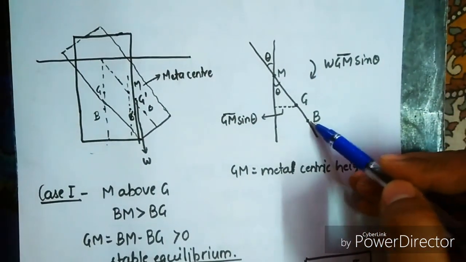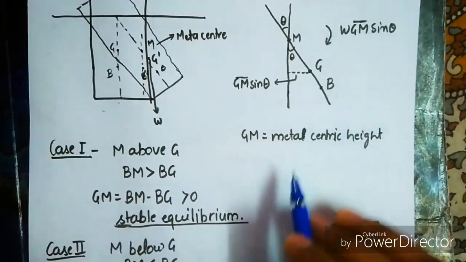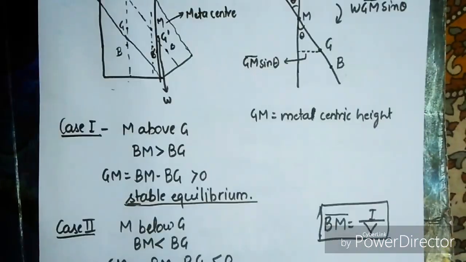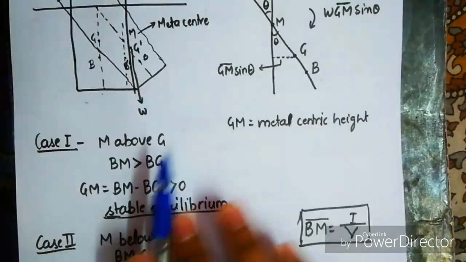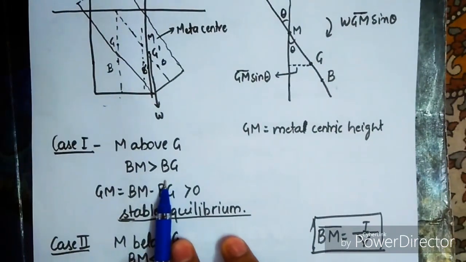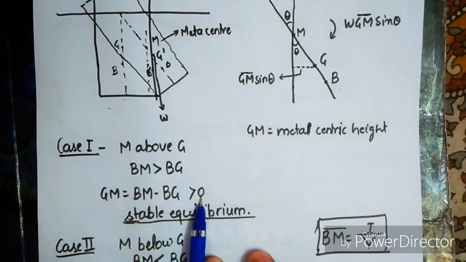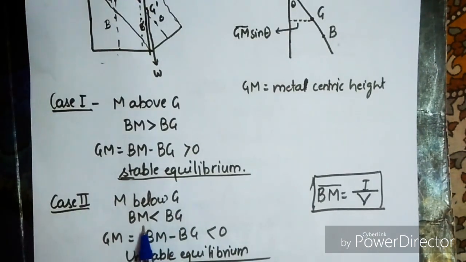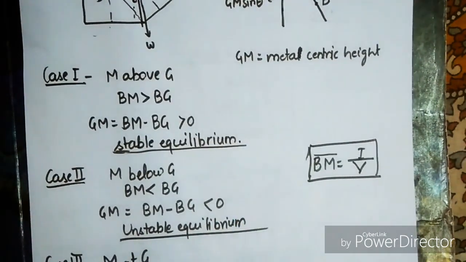M is here, G and B. This is the angle theta of rotation, and this GM is called the metacentric height. The restoring couple is W GM sine theta. Now the first case is if M is above G, then BM is greater than BG. That means GM equals BM minus BG, which is greater than 0, and this is the case of stable equilibrium. If M is below G, then BM is less than BG, and GM equals BM minus BG is less than 0, the case of unstable equilibrium.